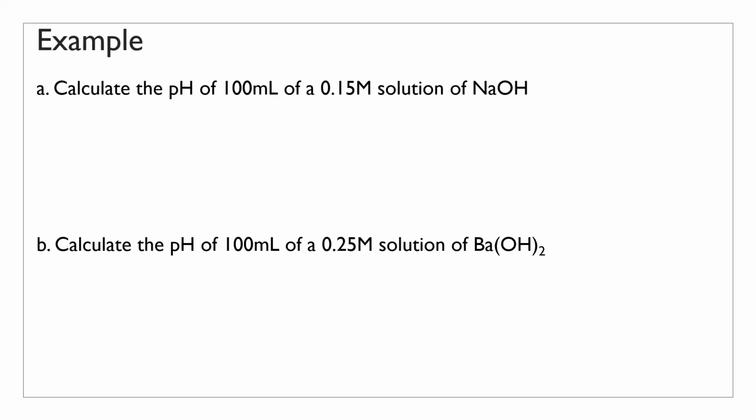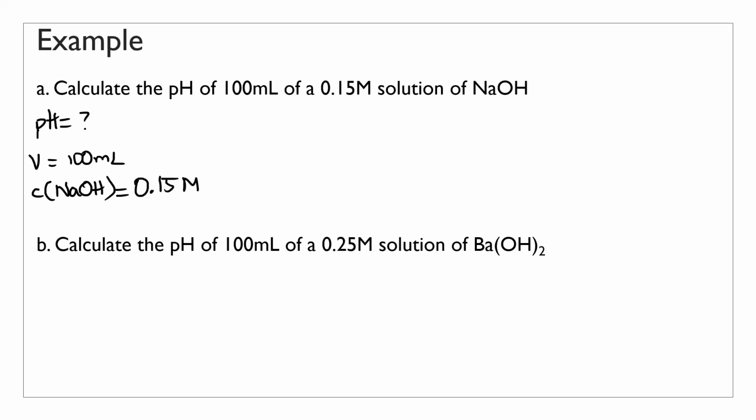I have a couple of examples here of how to do that. So calculate the pH. I don't know why I keep giving you the volume. You really do not need it. So the volume is 100 mL. The concentration of the base, sodium hydroxide, is 0.15 molar.